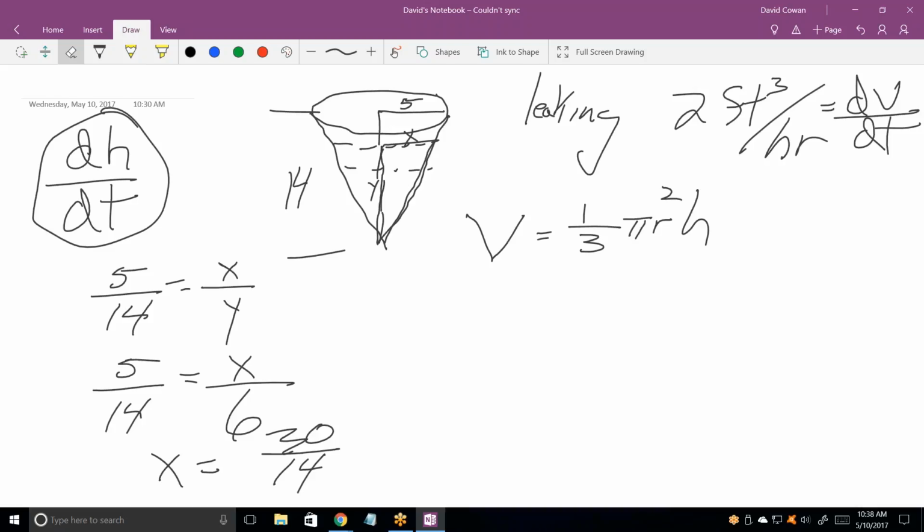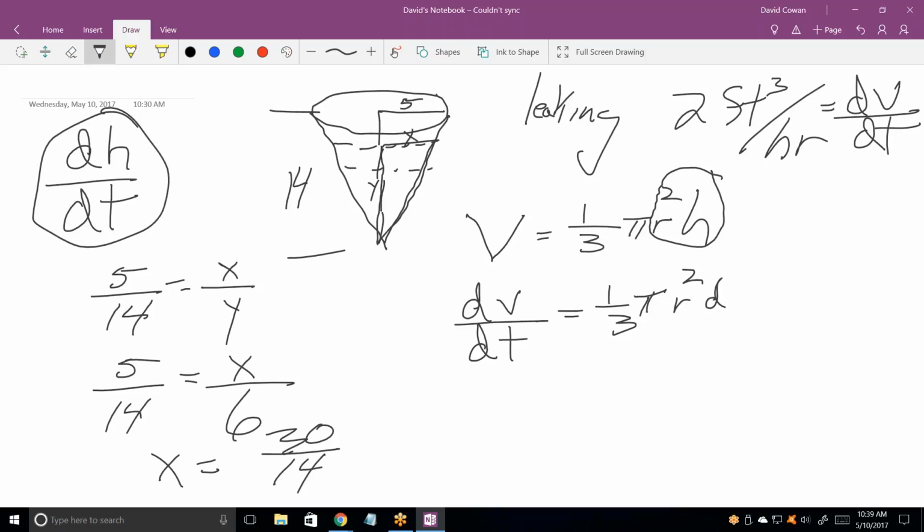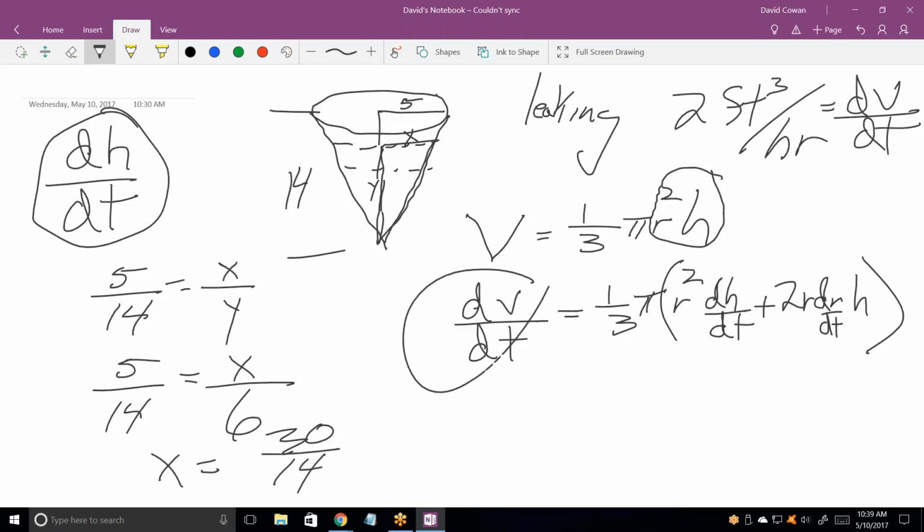Now, let me go back and take a different tactic and see if it helps. Let me just differentiate this thing with respect to t. So dV/dt equals 1/3 pi times r squared times dh/dt, plus 2r dr/dt times h.